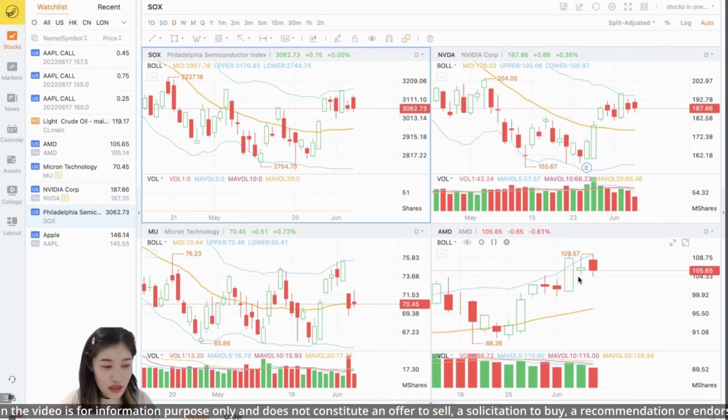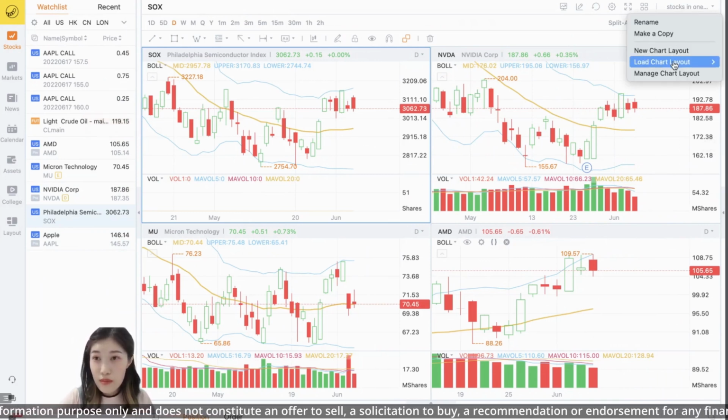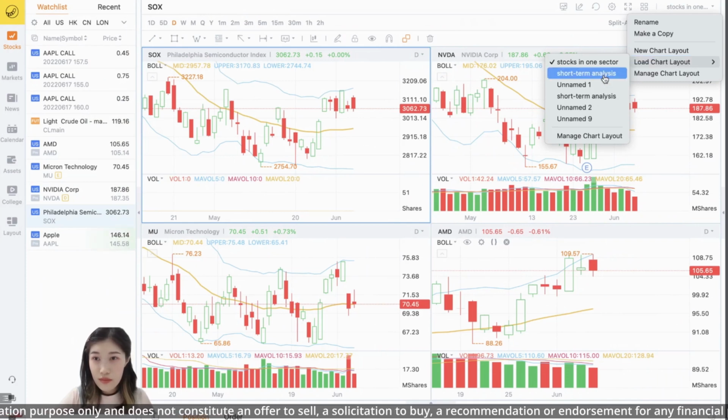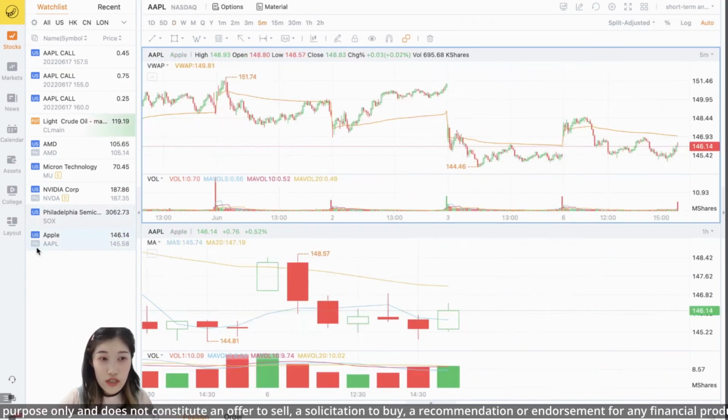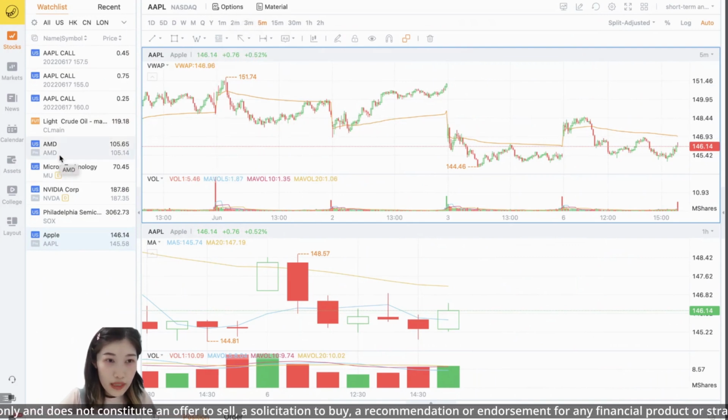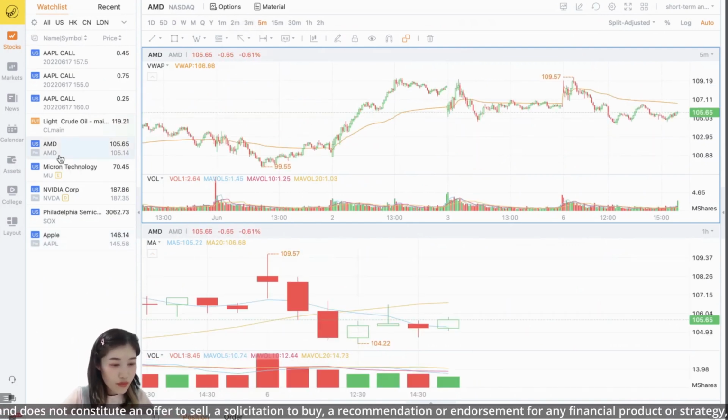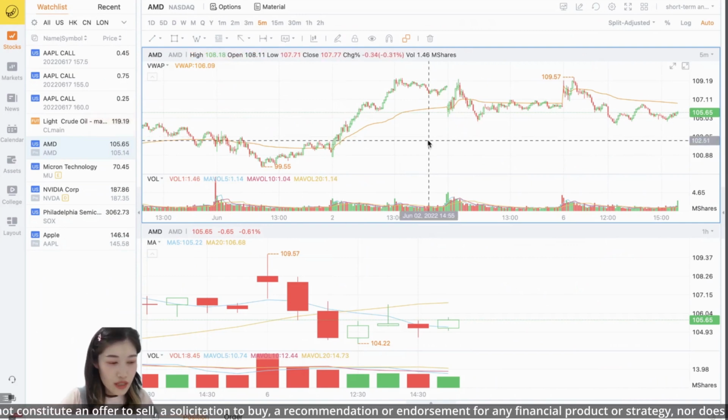Now that we have a target stock, what we can do is take AMD to the chart we used for Apple, which is the short-term analysis, and change it from Apple to AMD. And follow the steps we did already and find out where to enter and exit.